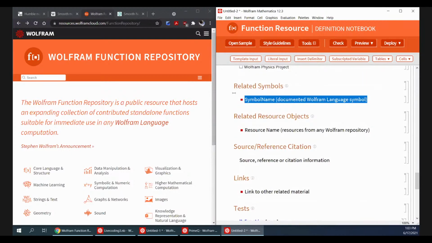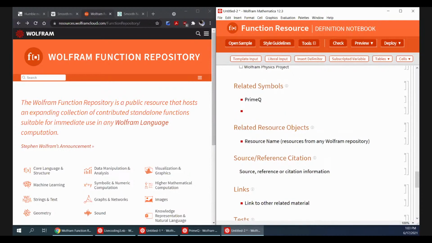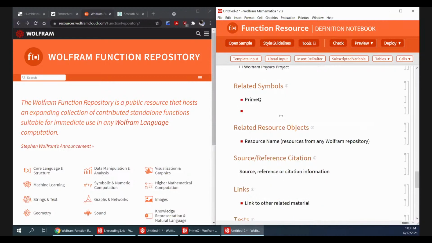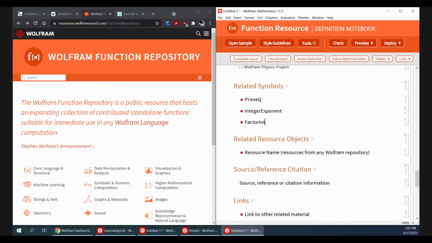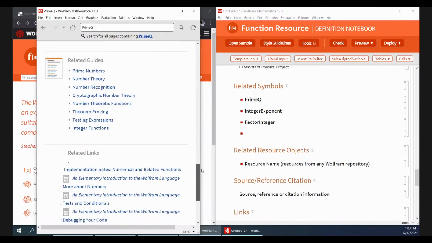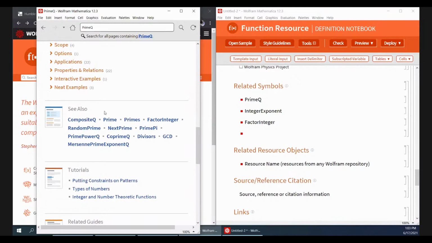Here you put related symbols, maybe PrimeQ. So we should say that definitely. Related symbols is stuff from Wolfram documentation, not repositories. I would also put IntegerExponent, I think, myself. And FactorInteger, even though we didn't use it. Yes. Even though we really didn't use it, it's not stuff that you used in the code. It's things that are related, the family of functions. So it's related, kind of like FactorInteger.